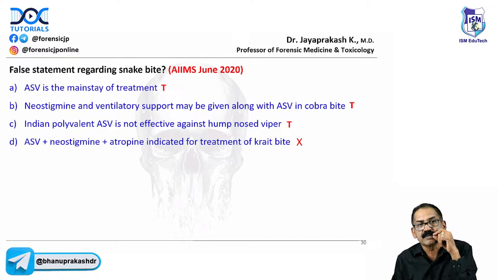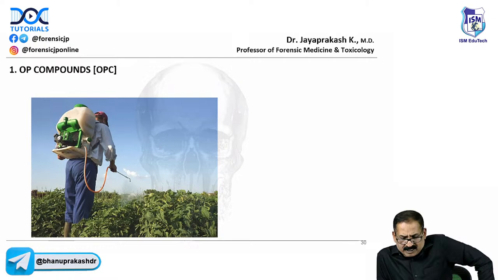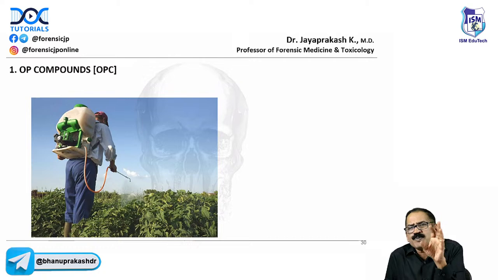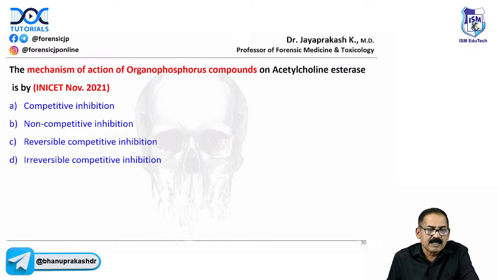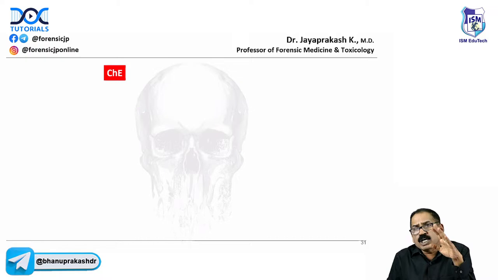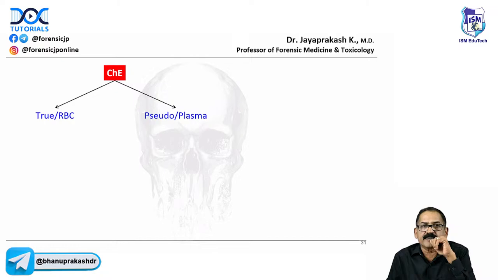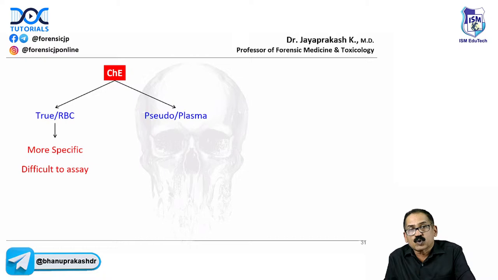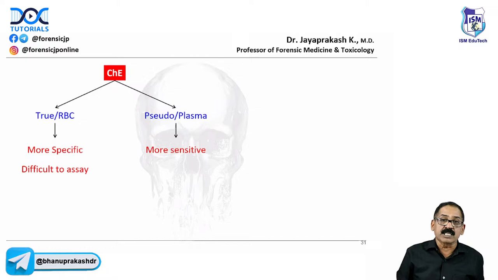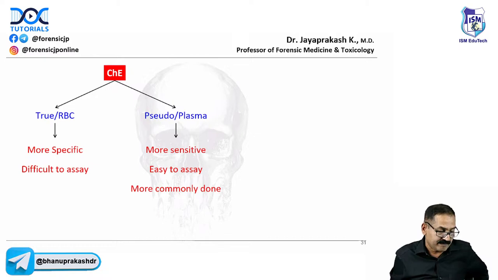Now coming to agricultural poisons, because most of the time they start asking about four or five poisons. Organophosphorus compounds are irreversible cholinesterase inhibitors. Now look at the question: irreversible competitive inhibition. There are two types of cholinesterase. True cholinesterase is present in the RBC, pseudocholinesterase in the plasma. Estimation of true cholinesterase is more specific but difficult to assess, whereas pseudocholinesterase is easy to assay, more sensitive, and more commonly done. Five questions can be asked in this.